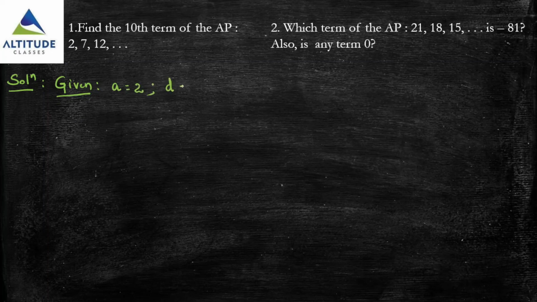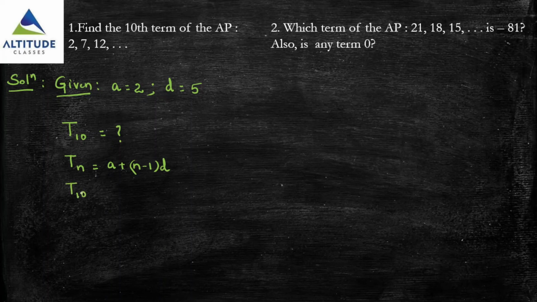Common difference: if you want the common difference, what will you do? You can subtract T2 minus T1. Second term minus first term will give you the common difference, or third term minus second term will give you the common difference. That means T2 minus T1, which is 5, is the common difference for this AP. Now they are asking what? The 10th term, that means T10. We already know Tn is a plus n minus 1 into d.